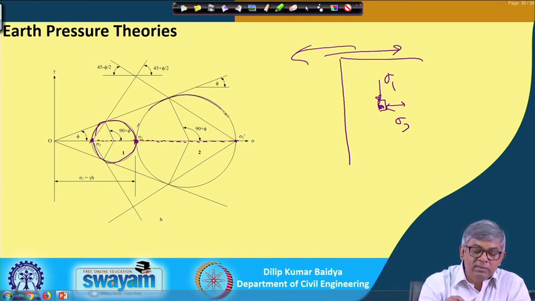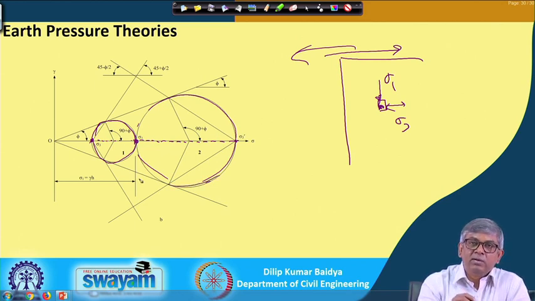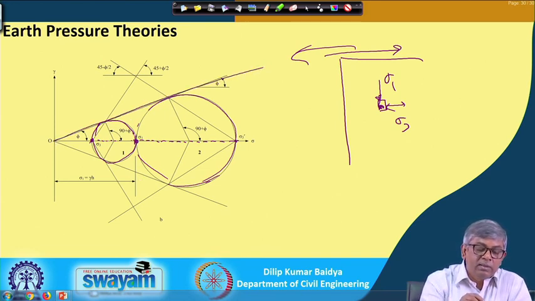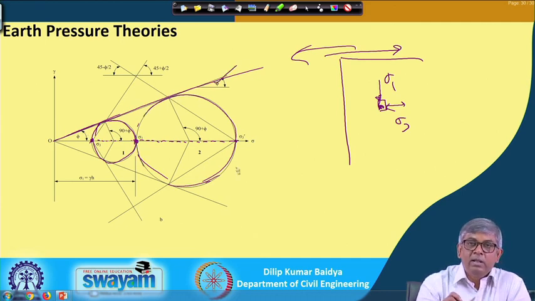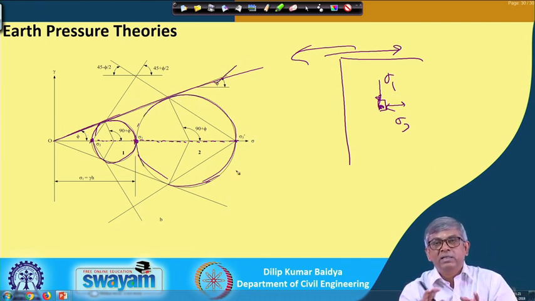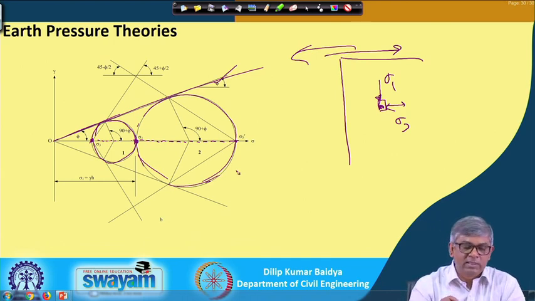So, this becomes the Mohr circle, and you can see that in both cases the Mohr circle will be tangential to the envelope. You can see this is the Mohr envelope. When I consider the active case, I will consider this Mohr circle and this envelope. When I consider the passive case, I will consider this Mohr circle and this envelope, and geometrically I can find out the relationship between sigma 1 and sigma 3.